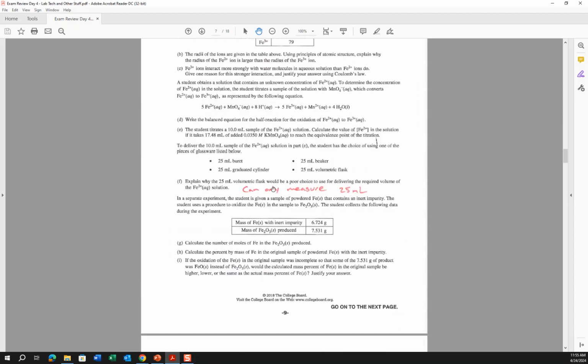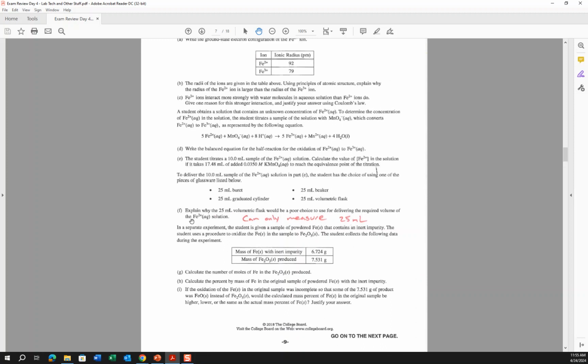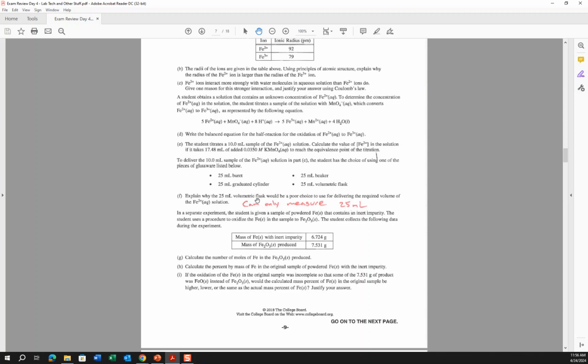All right. This question I just threw up there because in this part of the question, they're asking you to measure 10 milliliters of Fe2+. You want to deliver 10 milliliters. And in part F, they're asking you why you wouldn't use a volumetric flask. Why would that be a bad thing? Remember, a volumetric flask can only measure one volume. So a volumetric flask can measure 25 milliliters if it's a 25 milliliter volumetric flask, right?